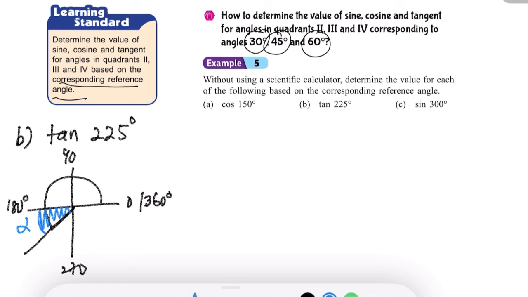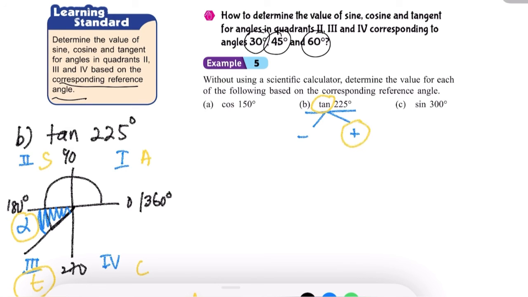Okay. And then I need to decide whether my value is going to be negative or positive. So I know this is first, second, third, and fourth. Add sugar to coffee. So in the third quadrant, where my reference angle is, the tangent value is going to be positive. Yes, we are going to find the value for tangent. So the value is going to be positive.